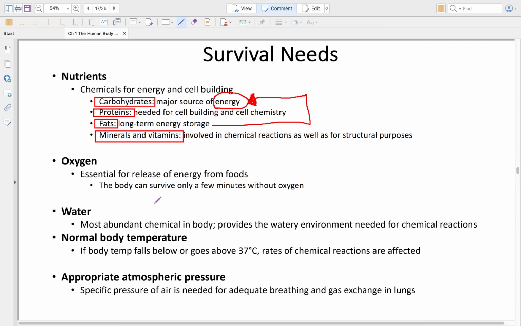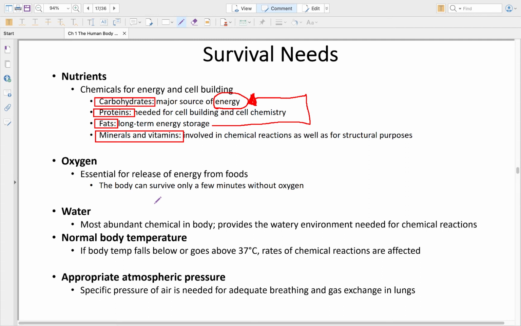Okay, oxygen, that's very straightforward. You cannot survive without oxygen longer than a few minutes. Okay, and that's that. Water, primarily your body is made of water. Okay, all life comes from water, and we need to maintain that water balance at all times on a cellular level and on an organismal level.